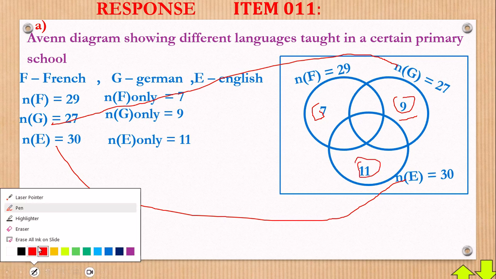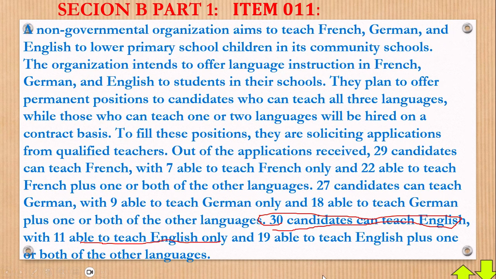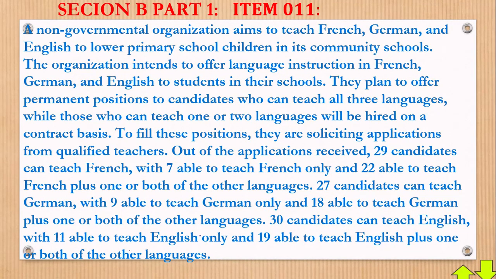Now let's go on. Somewhere in this question, there is this language they are bringing, which I want us to make a follow-up on. So realize that what you have here, I'll use this ink, is that they're saying 22 able to teach French plus one or both of the other languages. This underlined part is very, very crucial.